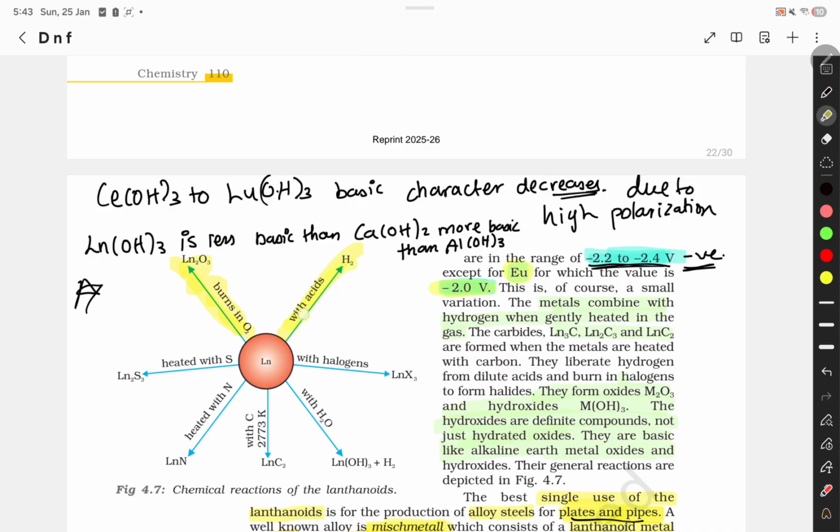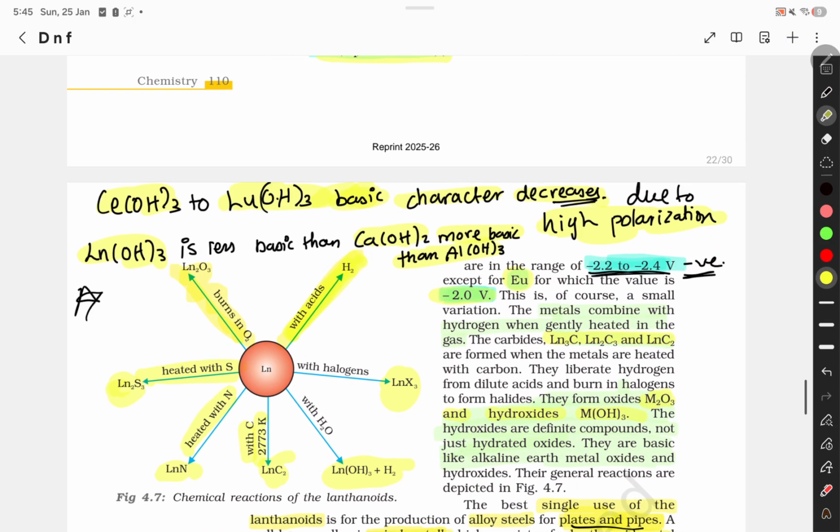So we all know this. Ln releases H2 with acids. With halogens it forms LnX3. With H2 it forms LnH3. With carbon it forms LnC2. Heated with N it forms LnN. Heated with S it forms Ln2S3, and yeah, so on.